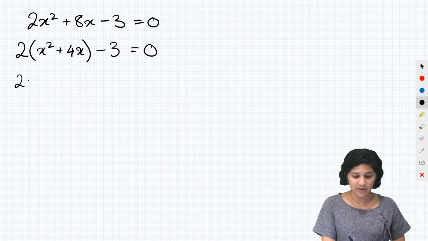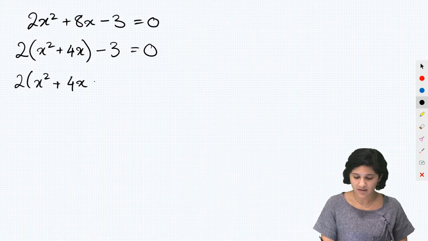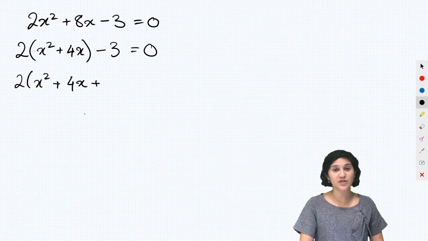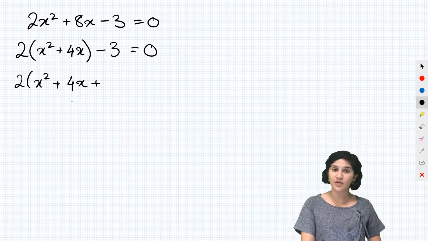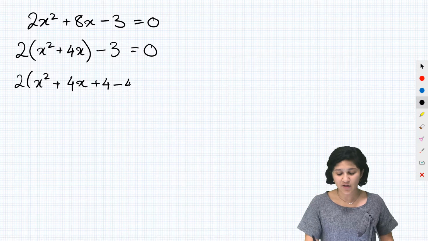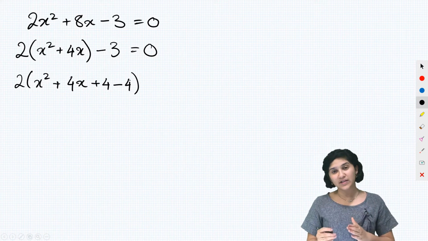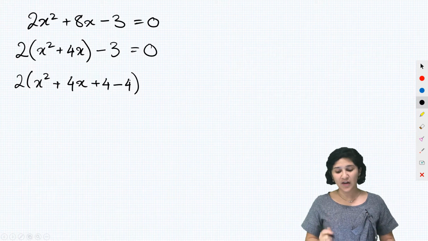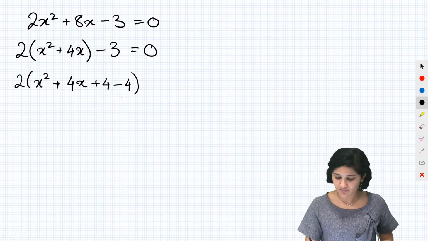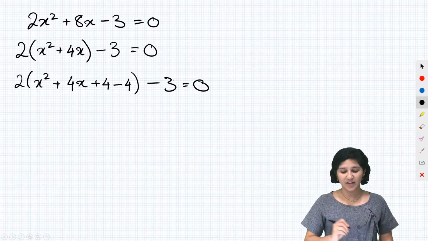So to complete the square here, I need to add half of this squared. So half of 4 is 2, and 2 squared is 4. So I need to add and subtract 4. And it's really important that I do both the addition and the subtraction inside the bracket. Okay? Otherwise, they may not actually cancel out. And then I've still got my minus 3 out here, equals 0.